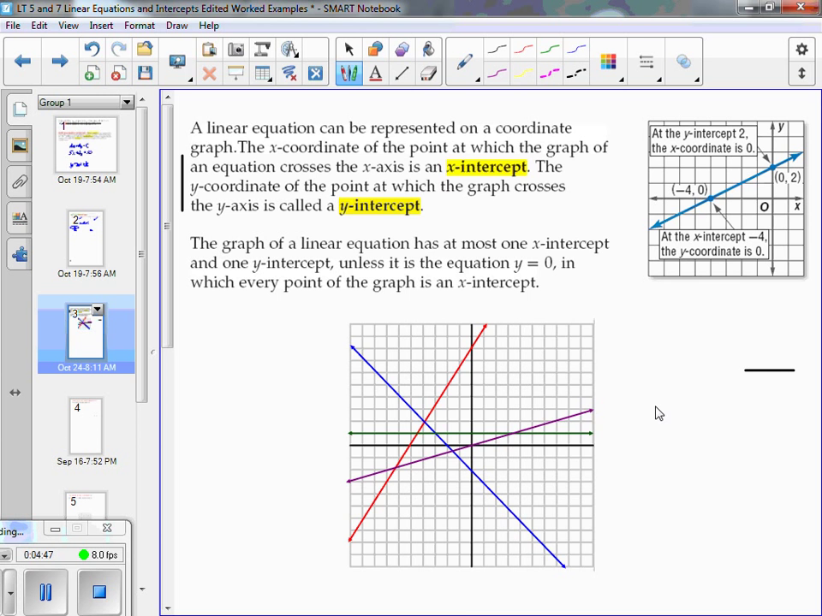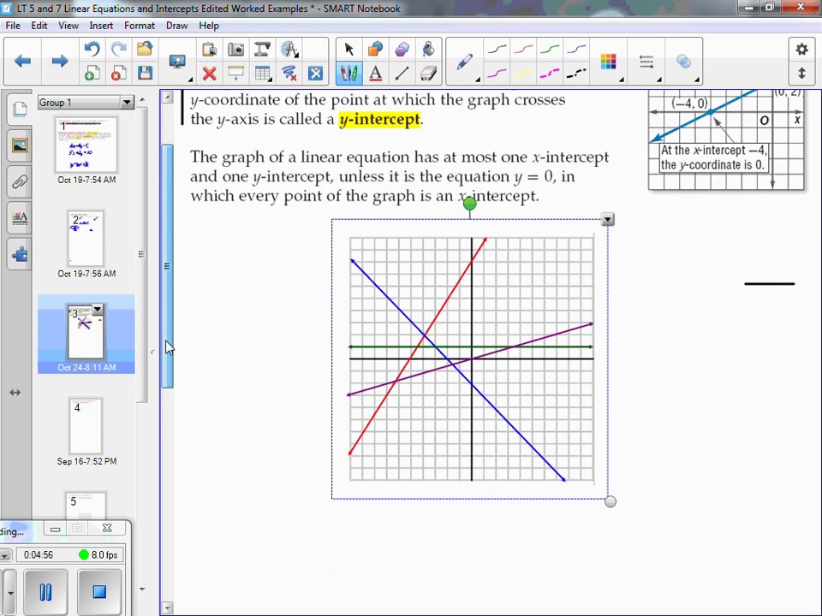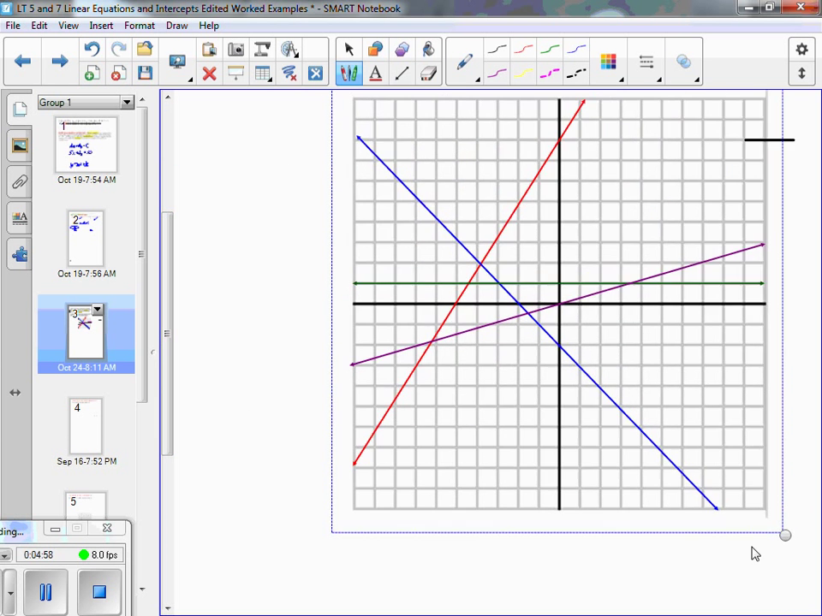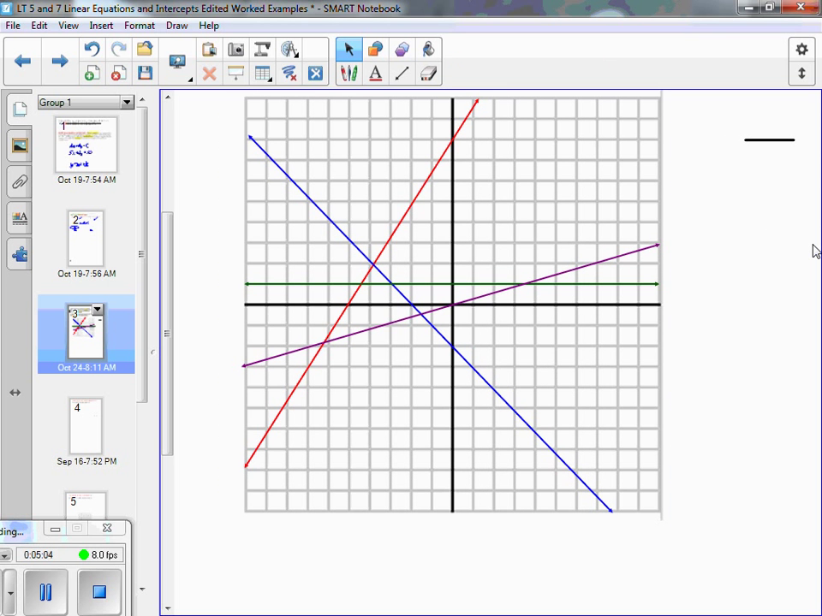So look at the drawing I've got here. I'll even make it a little bit bigger. That's a big old graph. Let's look at the blue line. The blue line crosses the x-axis right there, and the y-axis right there.